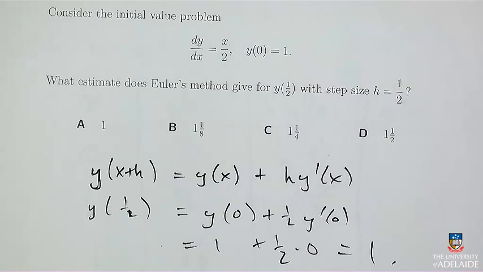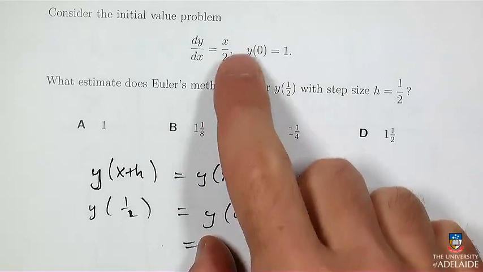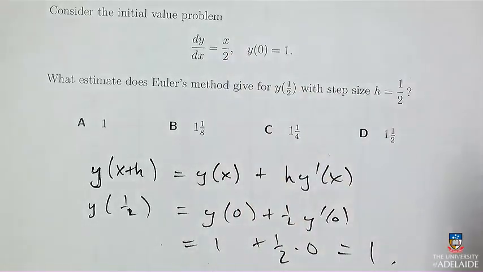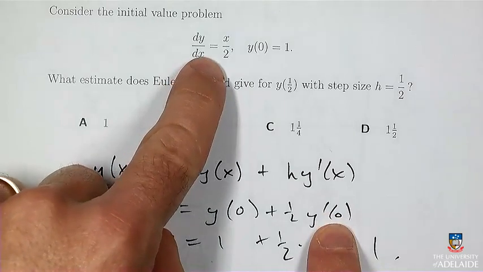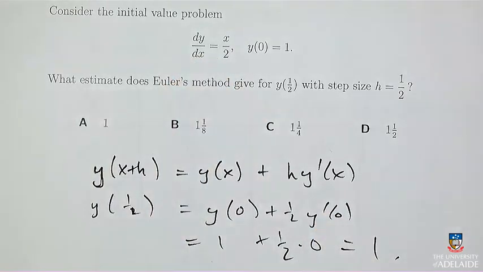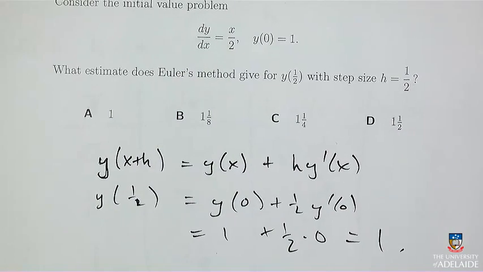So good job. Before there was a bit of a split. A was actually the least popular, but now it's the most popular. In fact, this is exactly the same as what happened before. The slope at 0 is flat, which is why it's giving you the same value that it did before. If I made this x on 2 plus 1, say, then y dash of 0 wouldn't be 0, it would be 1. And so then that would actually change things. Your guess would be 2 or 1.5 or something.